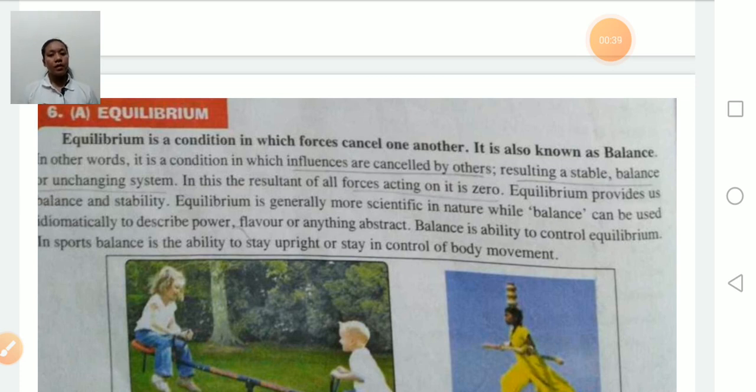Equilibrium in sports, balance is the ability to stay upright or stay in control of body movements. Balance means the ability to control your body without movement against gravity. And stability means the ability to control your body during movement against gravity. This is the difference between balance and stability.